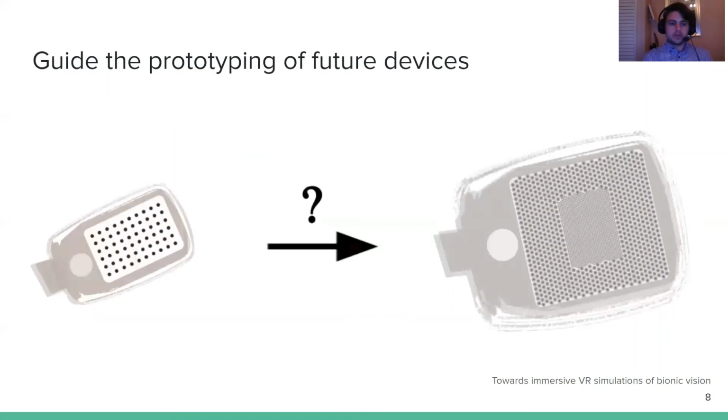Our third and final goal would be to guide prototyping of future devices. So a real device configuration is shown on the left here. That's an Argus 2 6x10 electrode array. And we want to know what might be the best device configuration to provide the most meaningful image to patients.